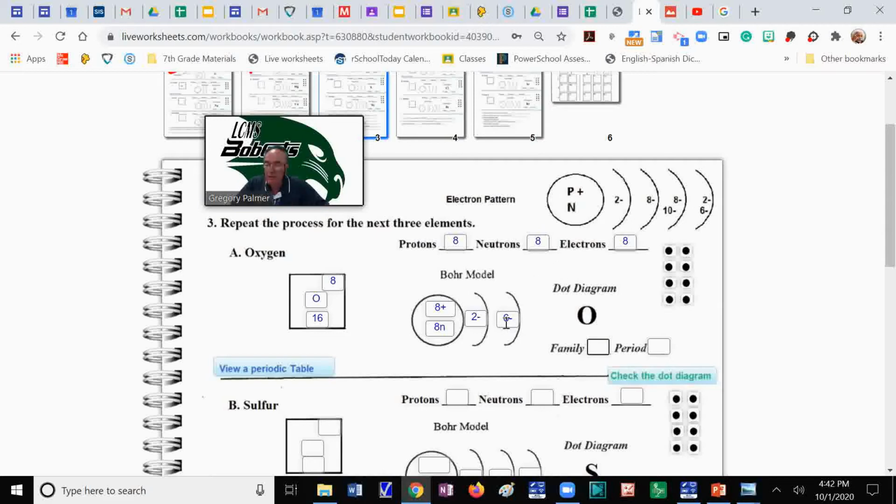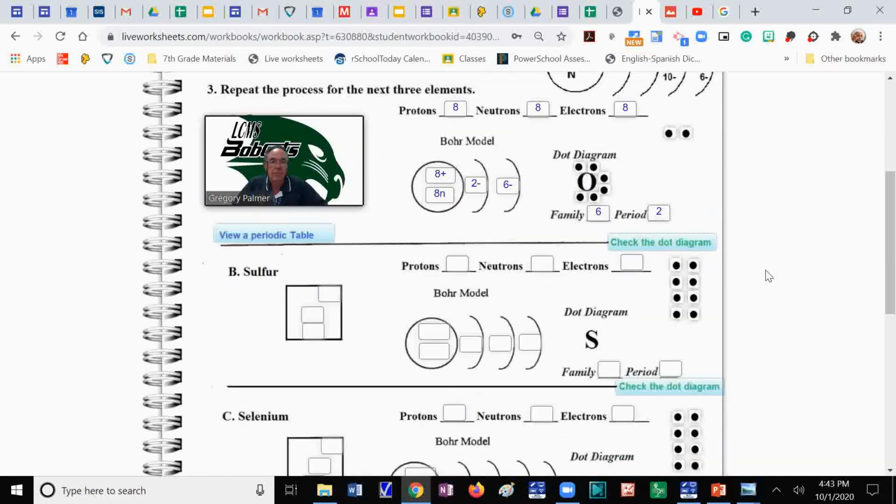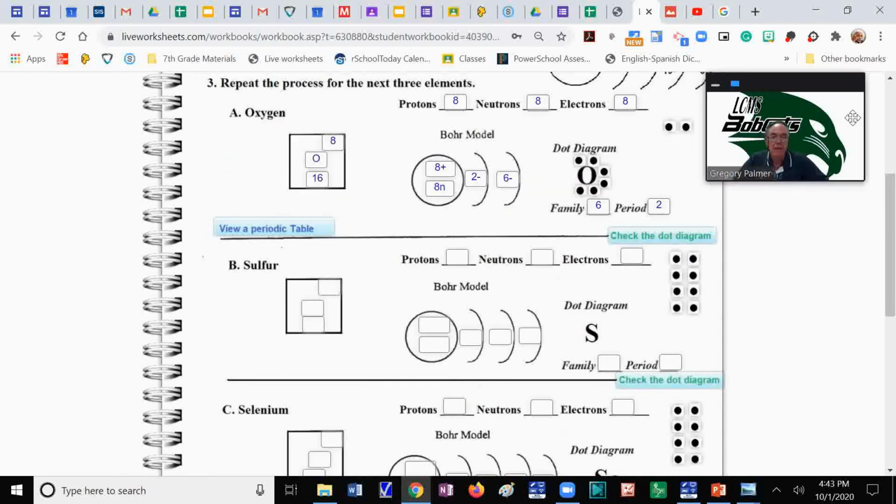6 valence electrons tell us that this thing is in family 6. 2 energy levels tell us that oxygen is on period 2. We have 6 valence electrons. That's represented by 6 dots in the dot diagram. It's done. Okay. Now we want to find sulfur.